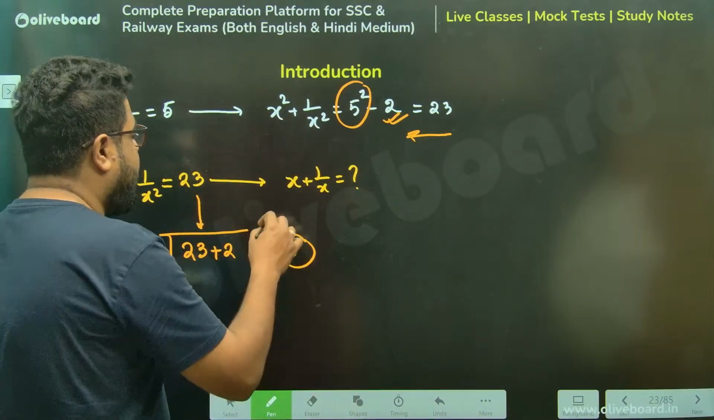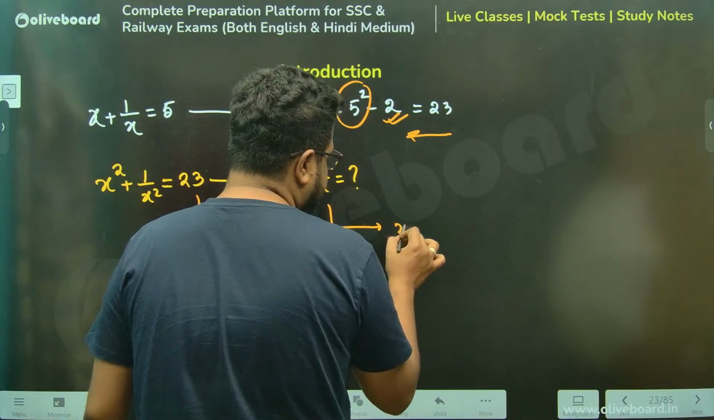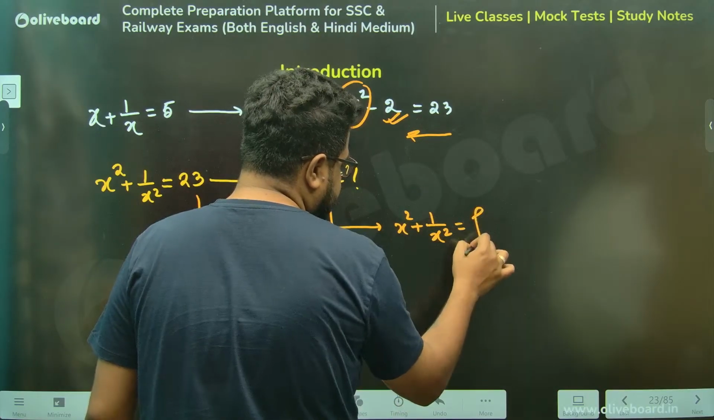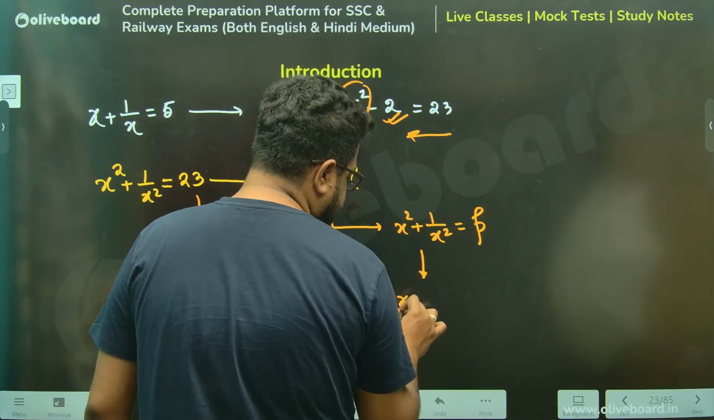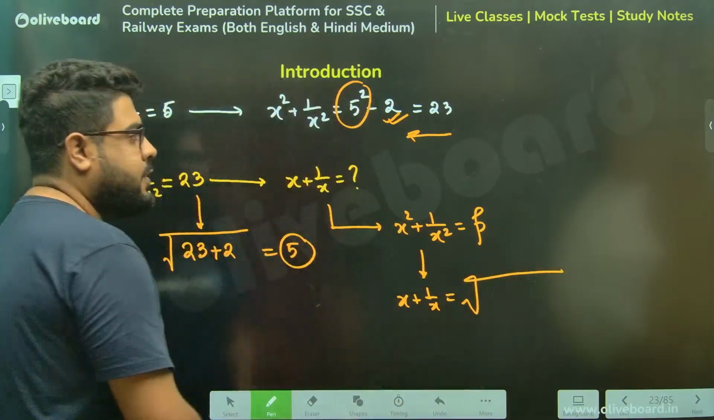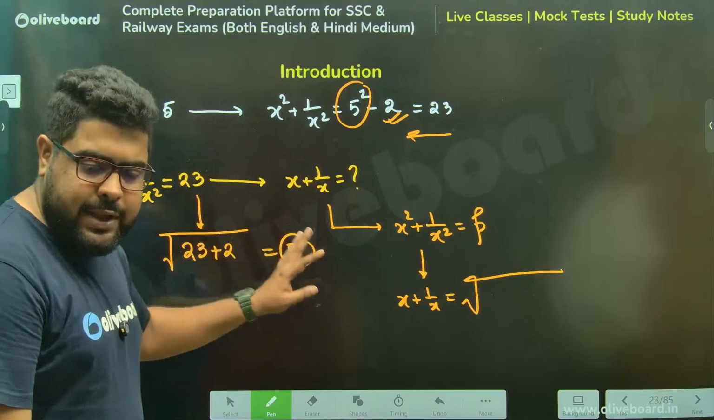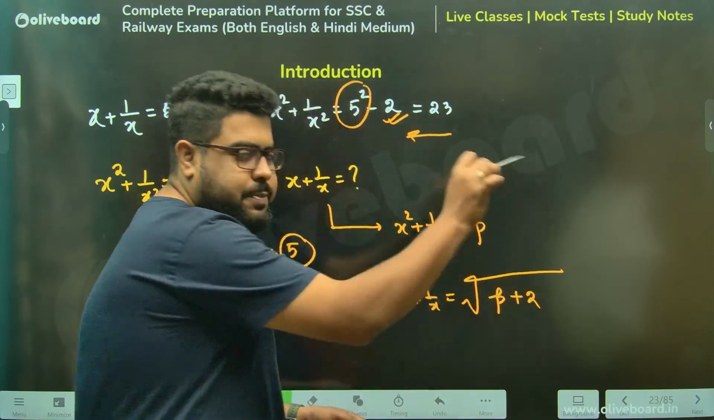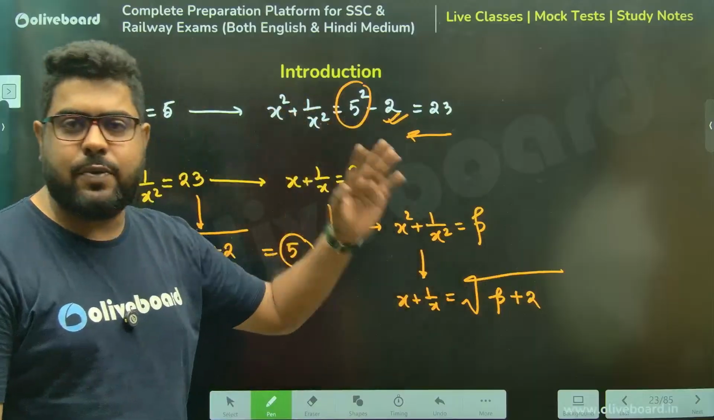Now you can make a formula out of this if you want. If x square plus 1 by x square is p, then x plus 1 by x will be how much? You write your own formula. Root over of p plus 2, na sir. First you add 2, then you take the square root. So this is how it is.